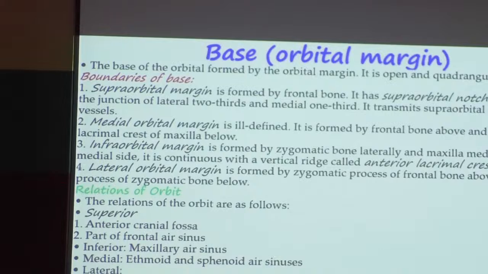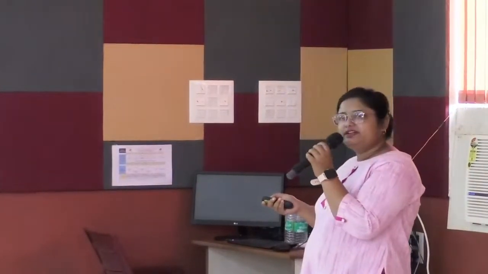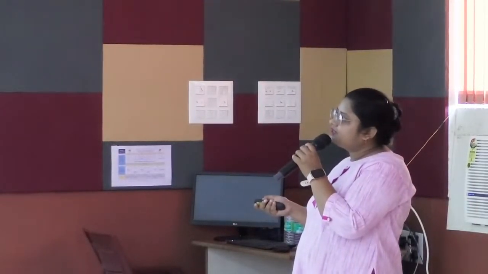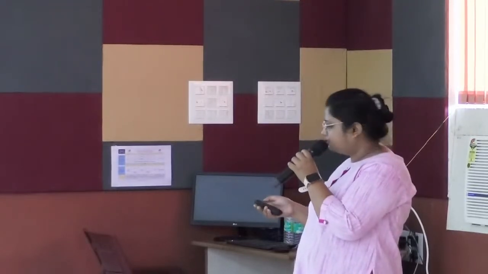These are the relations of orbit. You can see from the relations that air sinuses of our body are lying just around or in between the orbits. You can see here, superior relation to the orbit is anterior cranial fossa and part of frontal air sinus. Inferiorly lies the maxillary air sinus. Medially lie ethmoid and sphenoid air sinus, and laterally there is temporal fossa in front and middle cranial fossa behind. So these are the relations of orbit.